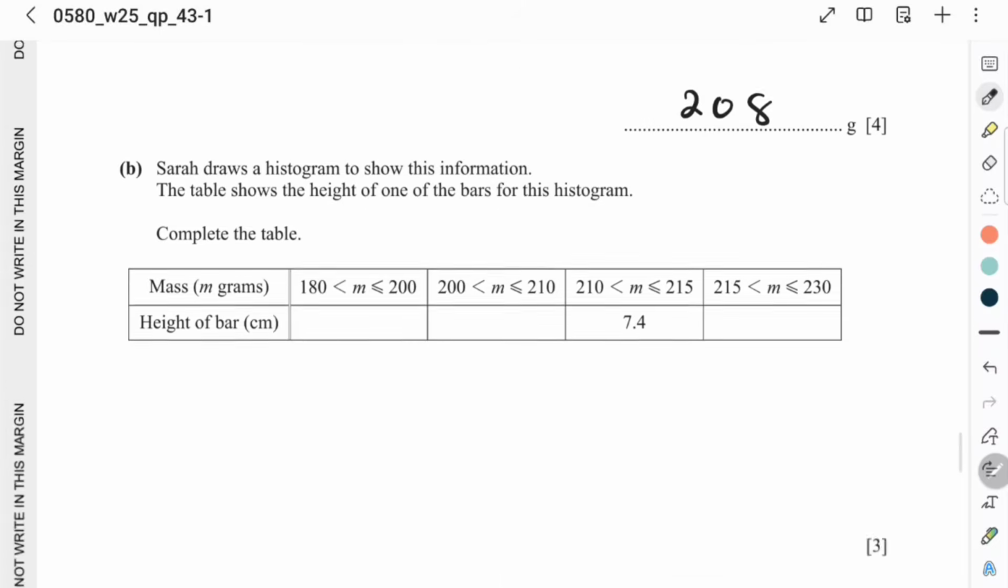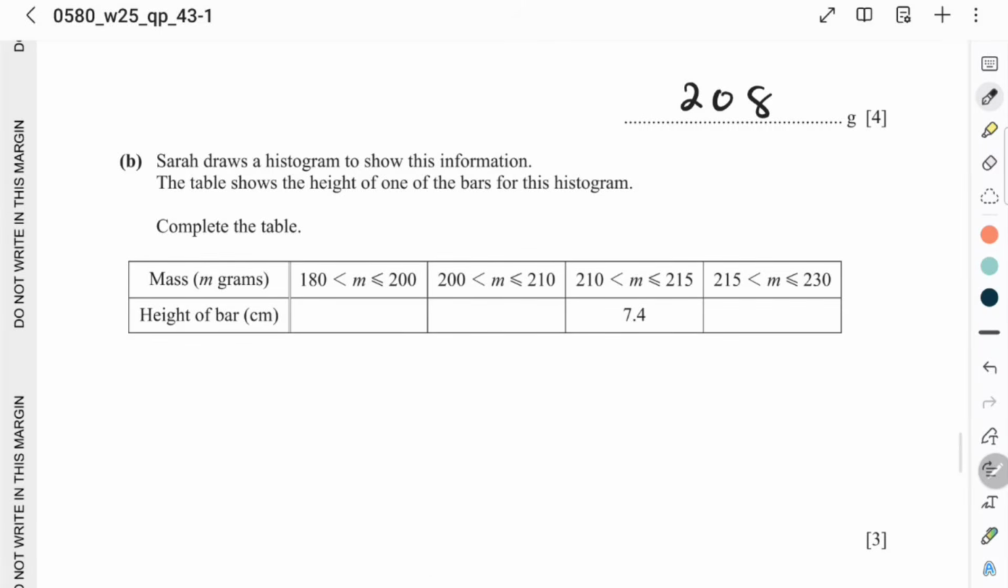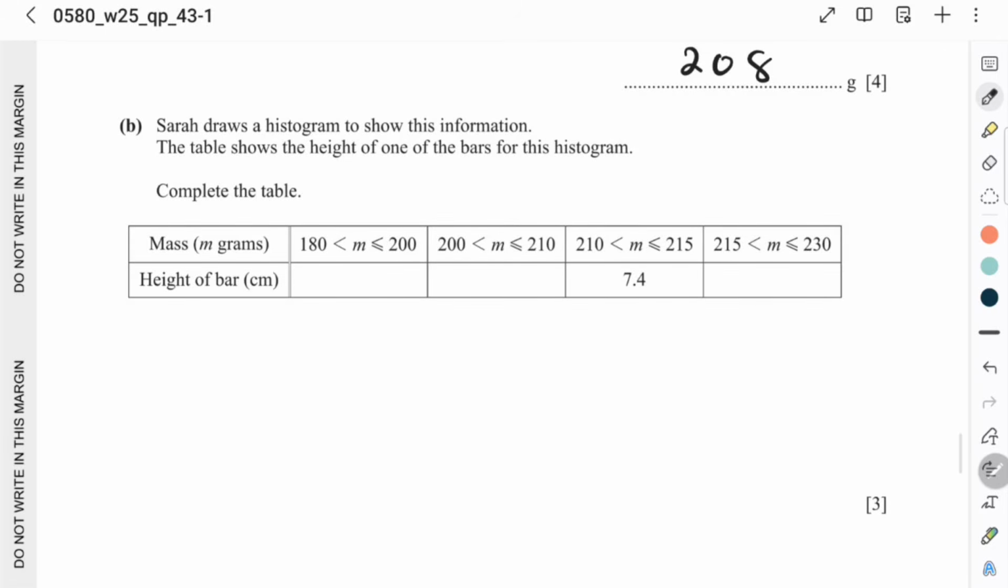Now the next question, part B of the same question. Sarah draws a histogram to show the information. The table shows the height of one of the bars of this histogram. Okay, so 7.4 is given. How did we get the 7.4? Frequency density is frequency over class width.